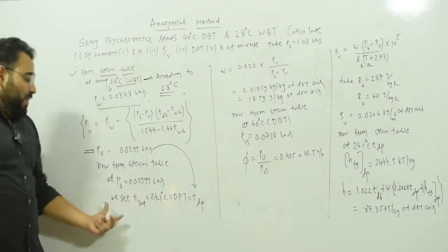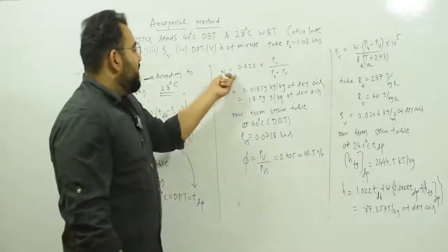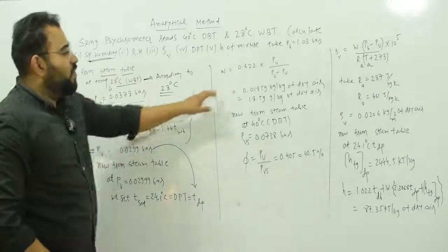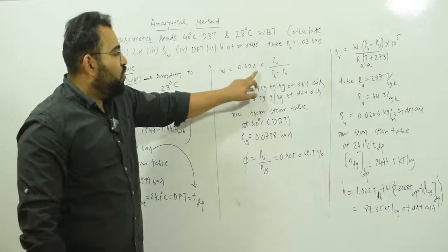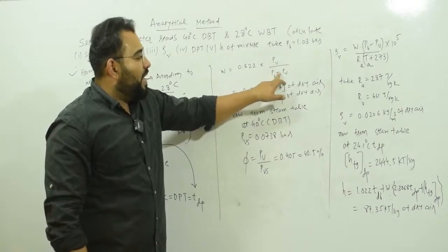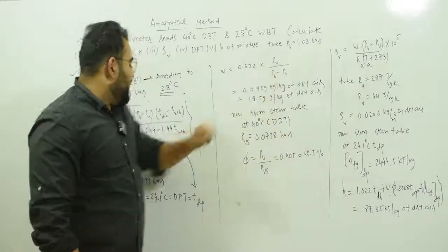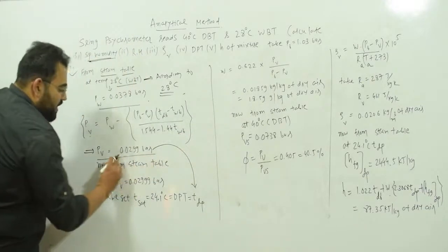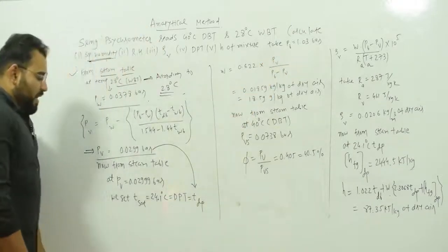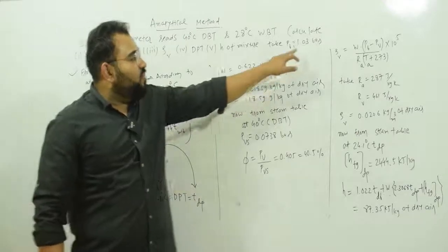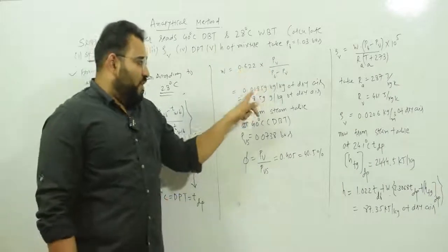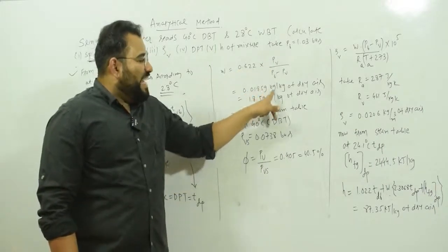Now we have to find the specific humidity. First we will start with finding the specific humidity. We know the specific humidity equation: 0.622 multiplied by PV, the vapor pressure, divided by atmospheric pressure minus vapor pressure. So 0.622, vapor pressure that we have found from here, 0.0299, put it over here, divided by PB, atmospheric pressure, that is 1.03, minus vapor pressure 0.0299, put it over here and find the value, which will be 0.01859 kg per kg of dry air.